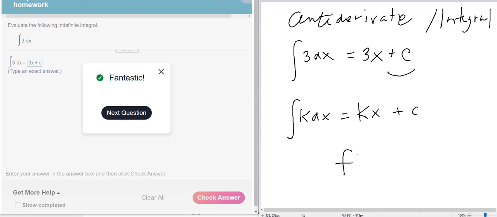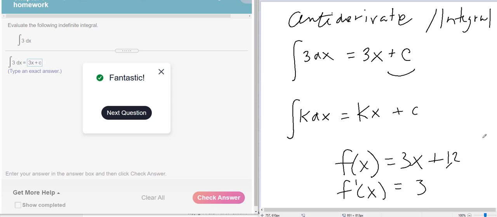constant. For example, if our original function was 3x plus 12, and we take the derivative of that, we get 3 because the derivative of that's 0. So we have no way of knowing without further information. That's where the plus c comes from.